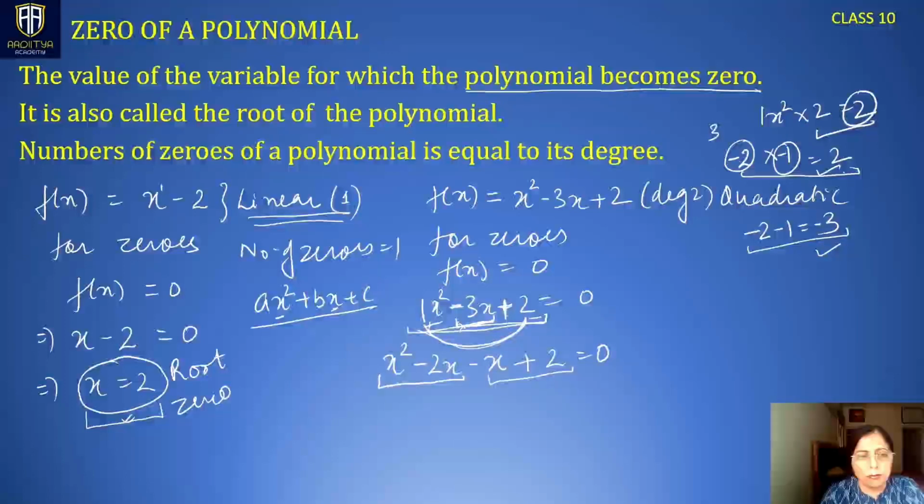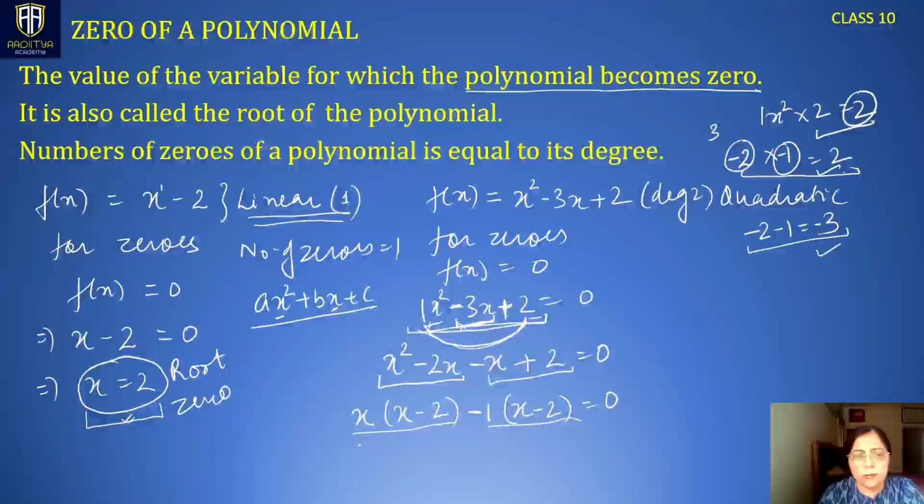We will be taking common from the first two terms. Here we have x square and x, so we can take x common. We are left with x minus 2. In the next two terms, we have only negative 1 common. By taking that, this x becomes positive and this 2 becomes negative. Since we have taken the minus sign outside, when we close this bracket, the sign of all the terms inside the bracket gets changed.